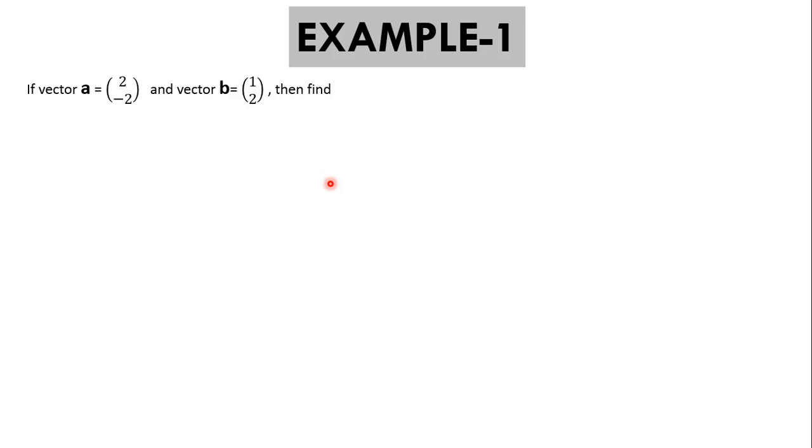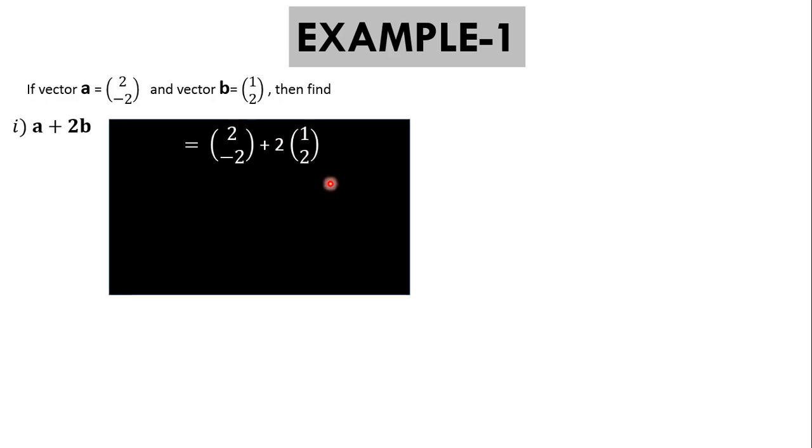What we have over here is a vector A equal to 2 units in the x direction minus 2 units in the y direction, and the vector B equal to 1 unit in the x direction and 2 units in the y direction. Now what we have to find is A plus 2 times B. The vector A is the same, but you have to multiply B with 2, so it means you have to increase its magnitude twice. So how are we going to do it?